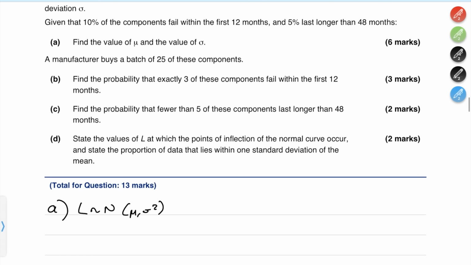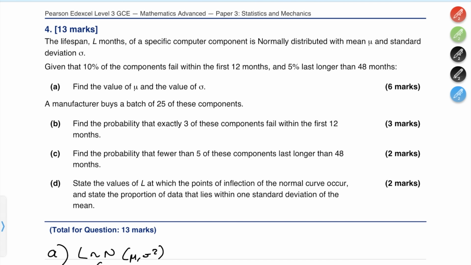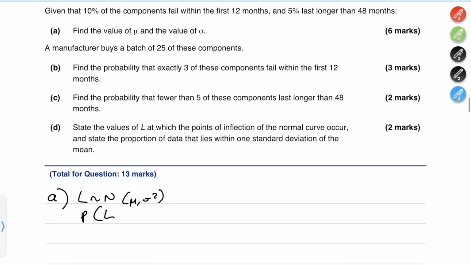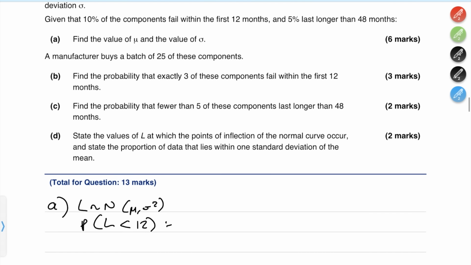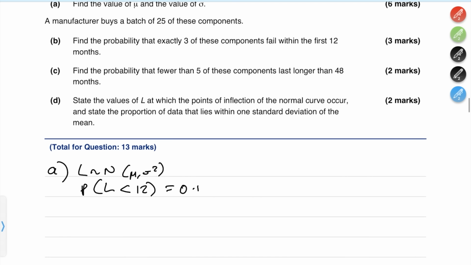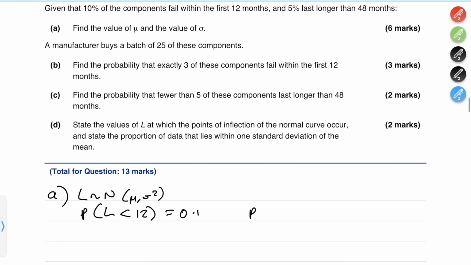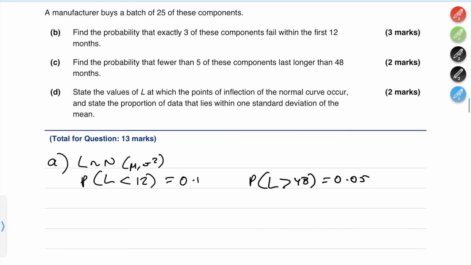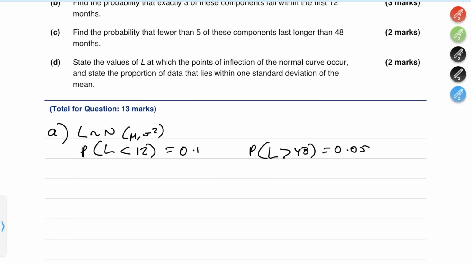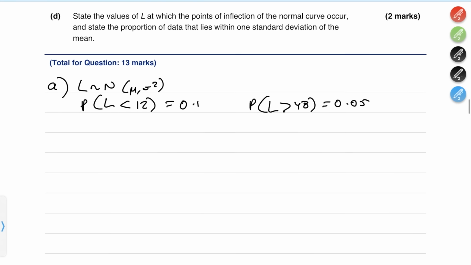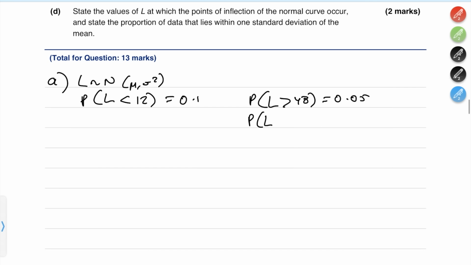So we can say the probability that L, the lifespan, is less than 12 is equal to 0.1, and the probability that L is greater than 48 is equal to 0.05. As I've got the standard scientific calculator, I'm going to swap around the right-hand expression. So I get the probability that L is less than 48 is equal to 0.95. So now I can do my standardization.